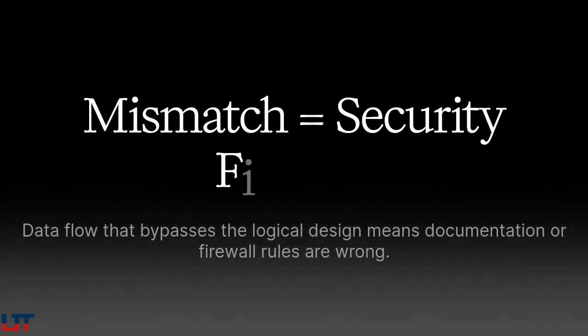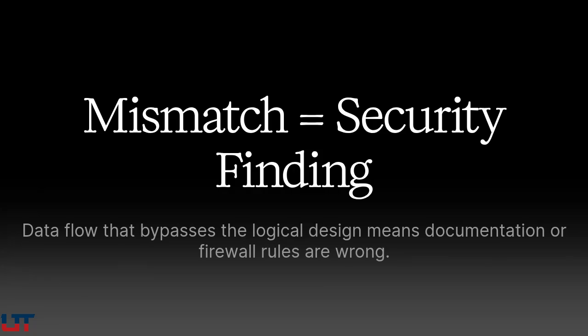A discrepancy between data flow documentation and logical topology is a security finding. If the data flow shows a path that shouldn't be permitted by the logical topology, something is wrong with either the documentation or the firewall rules.